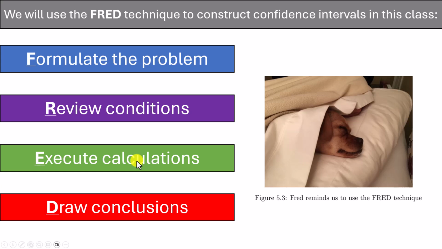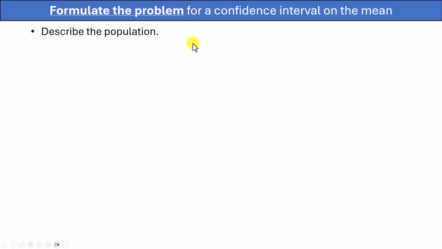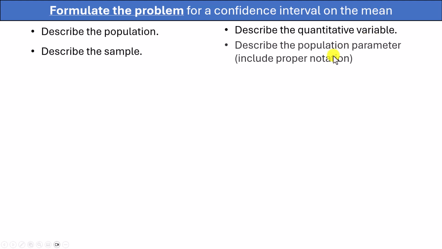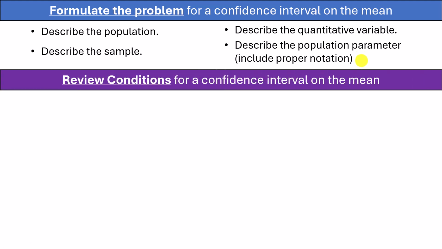So what does that mean for a confidence interval for the mean? Well, if we are formulating the problem, that means we need to describe the population, we need to describe the sample, describe the quantitative variable that we've collected, because when we calculate the mean, that's from quantitative data. And then we should describe the population parameter that we're trying to estimate, which will be some sort of population mean. As far as reviewing conditions, I've mentioned this before, but one condition that's not specifically checked for in this textbook that you should always verify is there is a random sample. We should have an equal chance to choose anyone in the population for any stage of the sampling process. So make sure you have that.